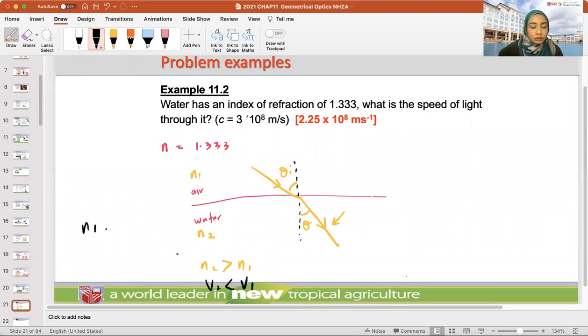Remember our ratio: v1 over v2, lambda 1 over lambda 2, n2 over n1. It's inverted. Here it's inverted too. Okay.